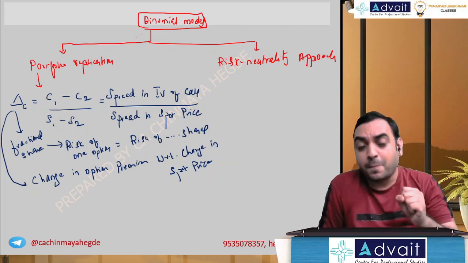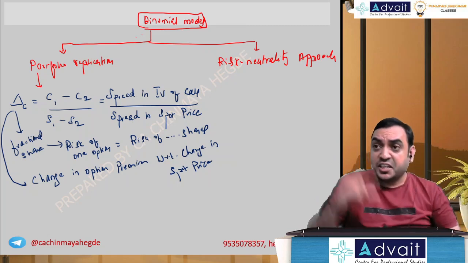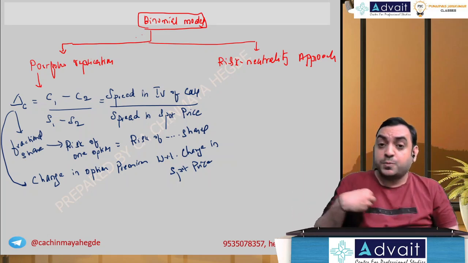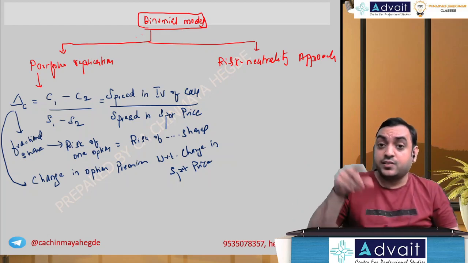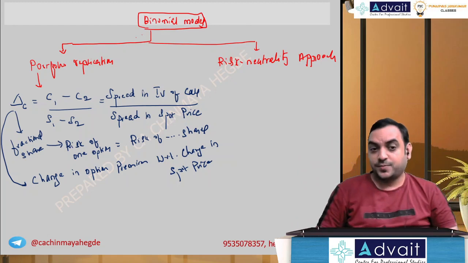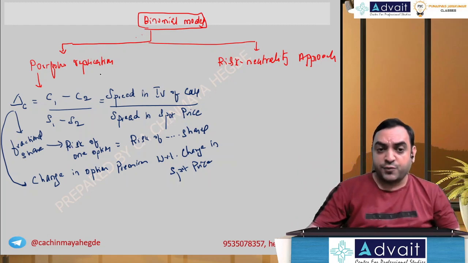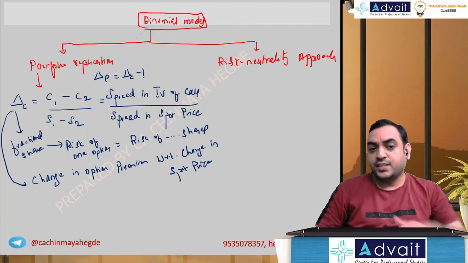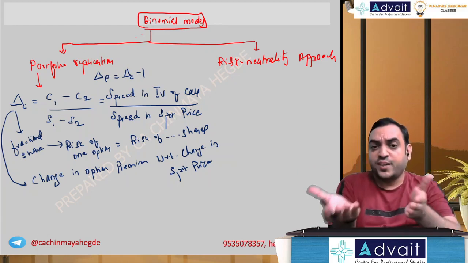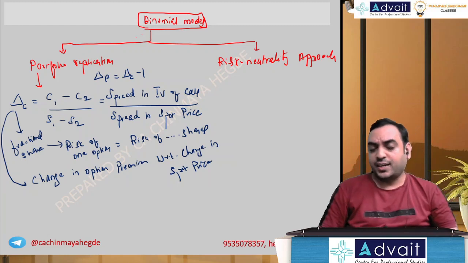You know what beta is? Beta is if the market changes, how much my portfolio or security will change. Now delta means if the spot price changes, how much the option premium will change. That's delta of call. Delta of put is always negative, that is delta of call minus 1. It's always negative because a put option goes against the market price.